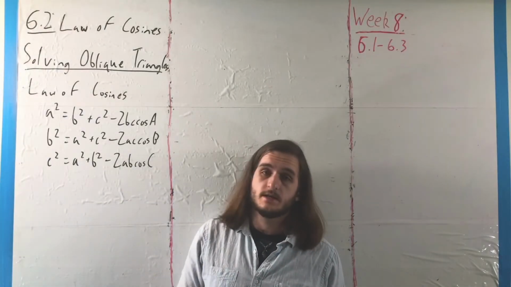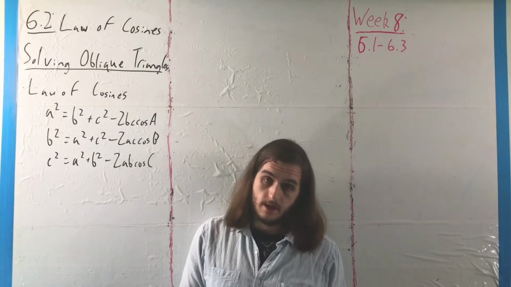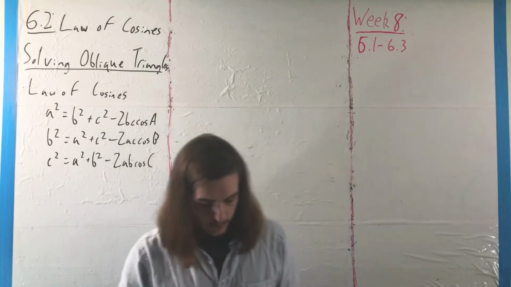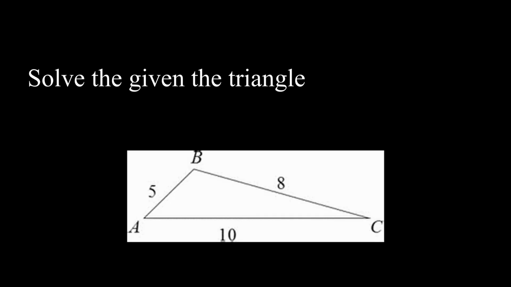Similarly, for a side-side-side triangle, that is an oblique triangle to be specific, we have 3 steps where we use the law of cosines to find the angle opposite the longest side, then the law of sines to find either of the remaining 2 acute angles, it's kind of arbitrary which we pick, and find the third angle using 180 degrees.